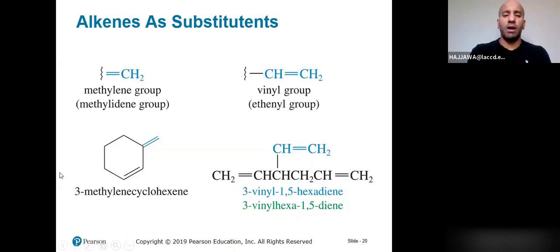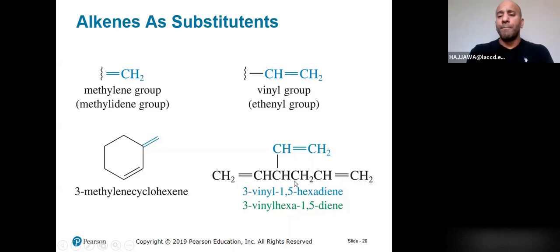So here's a cyclic hexene. It's a cyclohexene if there was no methylene in there. But the fact that it's a methylene, the number 1 would be this side of the alkene, then 2, then carbon number 3 would be right there. So what would the name be? 3-methylenecyclohexene. 3-methylenecyclohexene.